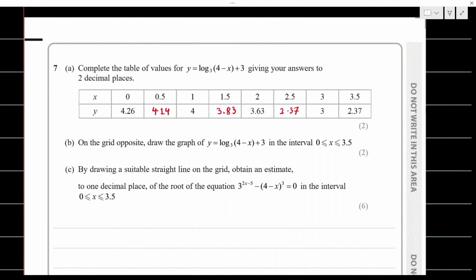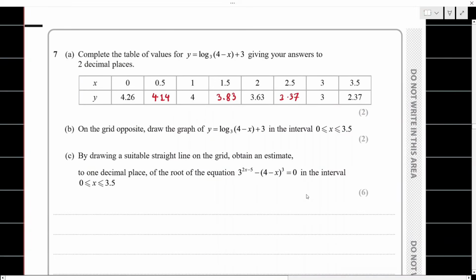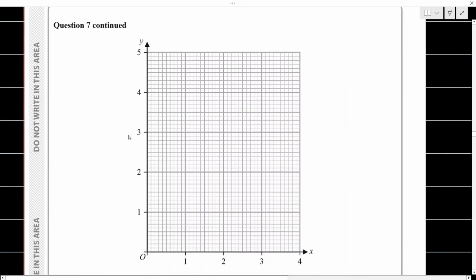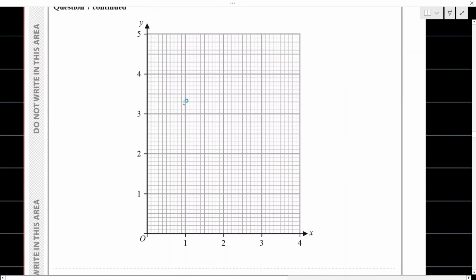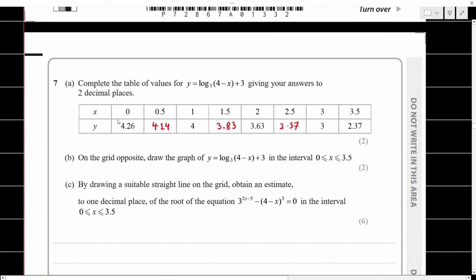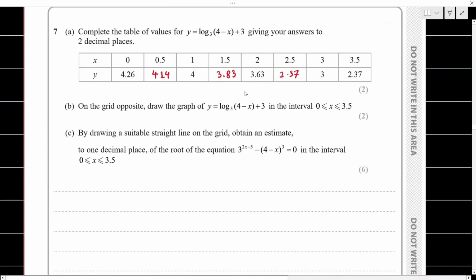We completed our table. Now for part B, we can see that we have to draw the graph of y equals log base 3 of (4 minus x) plus 3 in this interval. We have to draw our graph in the given grid. We know some points of x and the corresponding values of y, so we know the coordinates of various points on our curve. We can plot these points and join them to form the graph of this function.